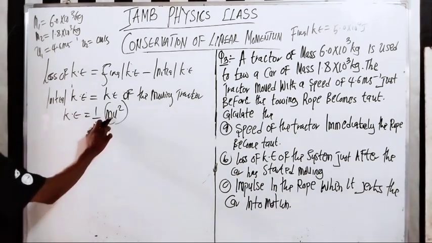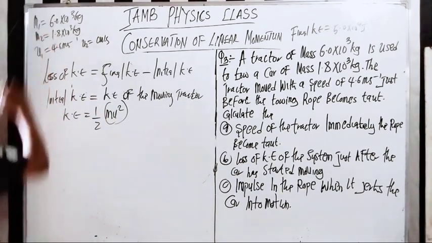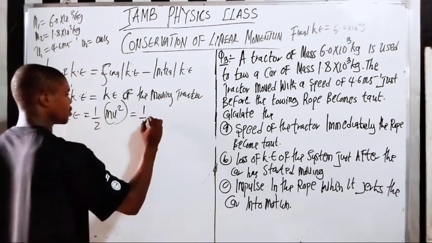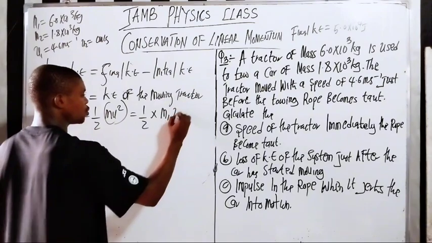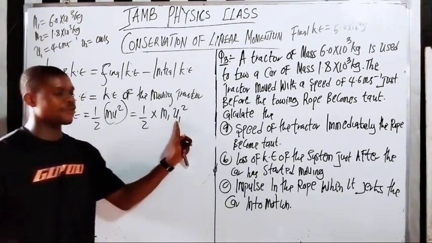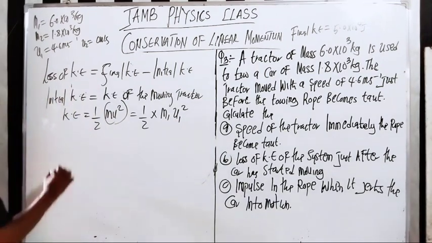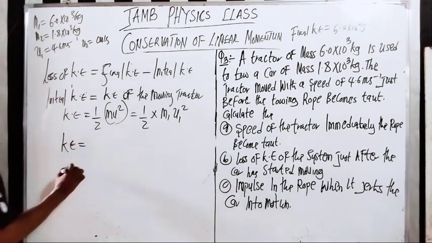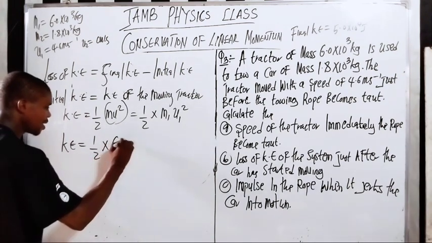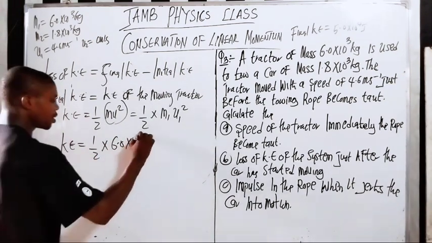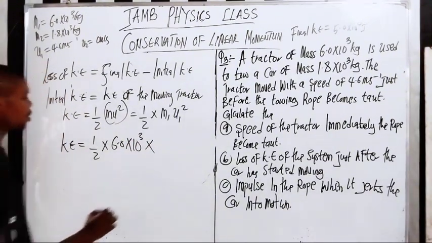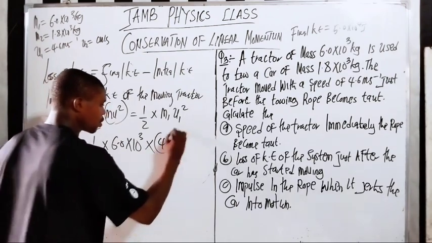Now my m is the mass of the tractor, which is m1. So we have half times m1 u1 squared, that is the mass of the tractor and the initial velocity of the tractor. Do you understand? So KE equals half times m1, which is 6.0 × 10^3, times u1, which is 4.6, squared.